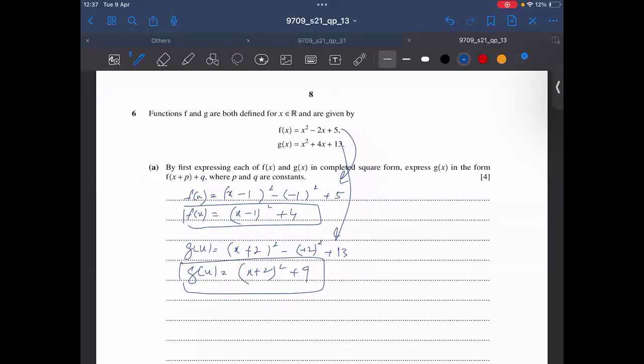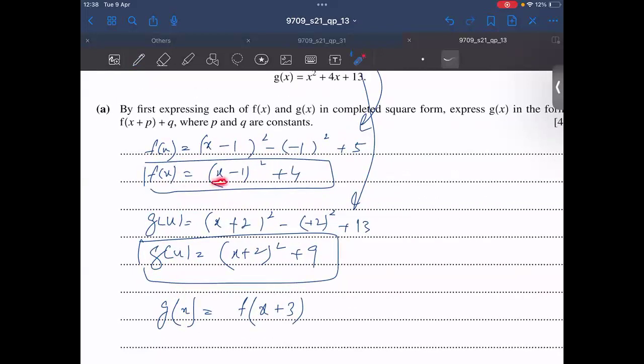Okay, express g of x in the form f of x plus p, plus q. How would you go from f of x to g of x? I have to see that g of x is equal to f of x plus 3. Why? Because in f of x, Iman, if you replace x with x plus 3, minus 1 becomes x plus 2 whole squared. And that's what you require to get to g of x from f of x. Is it clear or not, Iman?